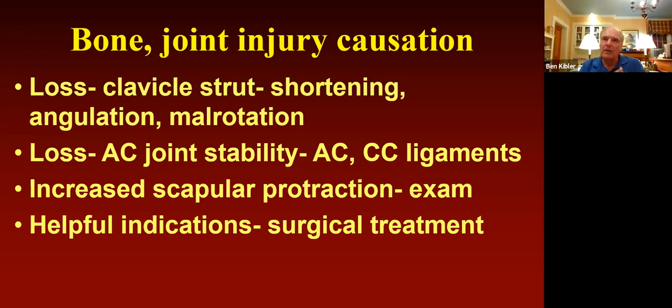Now you have both shortening and angulation, but the main enemy here is malrotation. I'll show you some examples of malrotation of the clavicle due to fracture. Or if you lose AC stability, then you will have the same loss of the strut. I think clavicle fractures and AC joint separations are both separations in that they separate the scapula and the arm from the axial skeleton. The clue on this is, once again, the visualization of the scapula in a protracted position. This can sometimes help you decide about surgery.